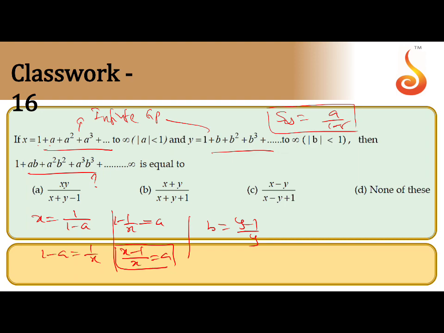Using the S infinity formula, calculate the X value in terms of A, and then take the A value in terms of X. Similarly, B is nothing but Y minus 1 by Y. We will solve in the next page. So we got A is X minus 1 by X and B is Y minus 1 by Y. So we want the series 1 plus AB plus AB whole square and so on up to infinity. This is also a GP. GP means A by 1 minus R, so it is 1 by 1 minus AB.